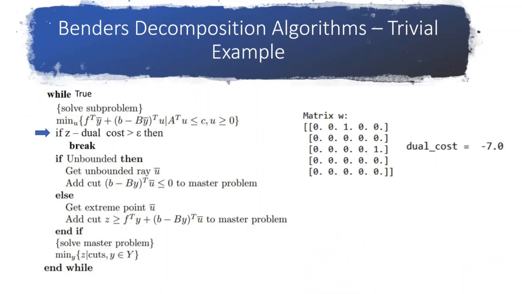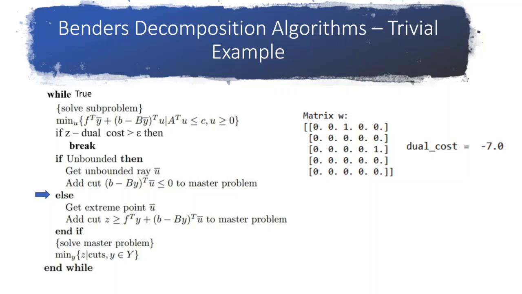Now we move to the next step, which is to compare if z is larger or equal to the dual cost. If that's the case, we have found the best solution and we can exit the loop. Unfortunately, z is negative infinity right now and the requirement is not satisfied. Now we check if the subproblem was unbounded. In this case, it was bounded and we even found the optimal solution of W and the dual cost. So we skip the next two lines and go directly to the else statement.